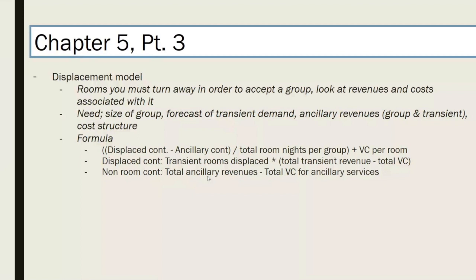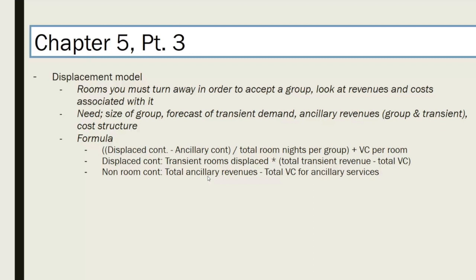To do this, you must look at the different costs and revenues associated with the groups. This is where we look at the formula at the bottom. It looks at the minimum rate you have to charge, but you have to look at whether the group you're accepting is bringing more than the guests you're turning away. For the group, you look at non-rooms contribution in order to look at the room rate, and for the guests, you look at their room rate. So the potential money you can make versus how much you're losing.